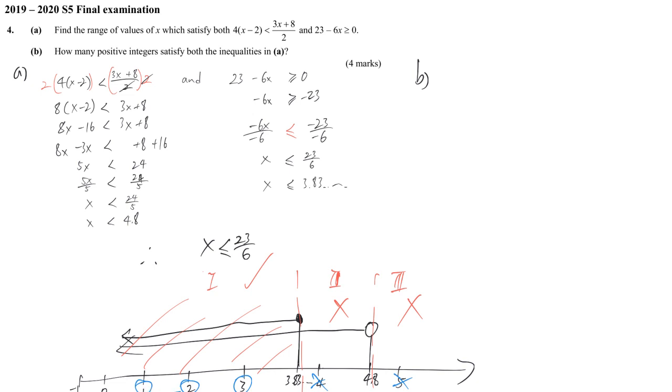So we can only choose 3 integers. We are asking you how many, so make sure you state clearly how many: we have 3 positive integers. If you just list out 1 and 2 and 3, then I can't give any marks because you didn't tell me how many positive integers there are.